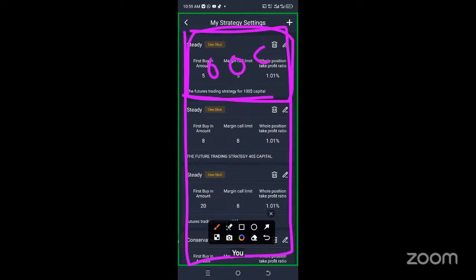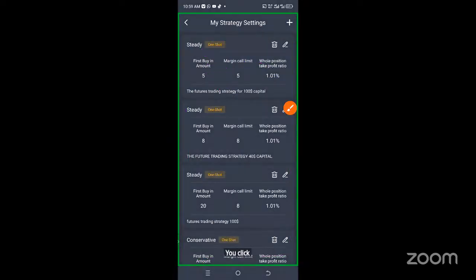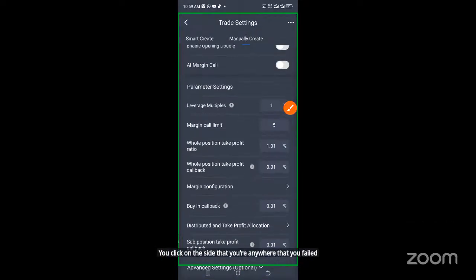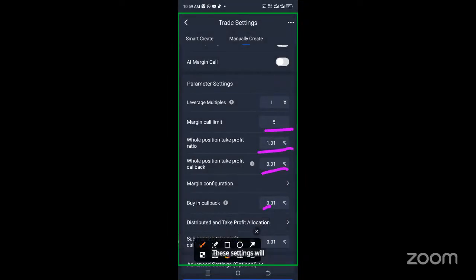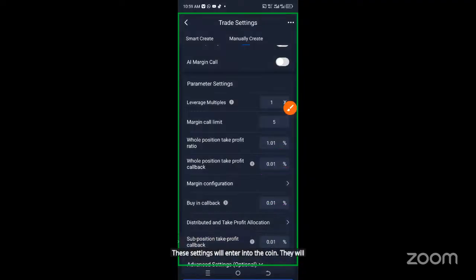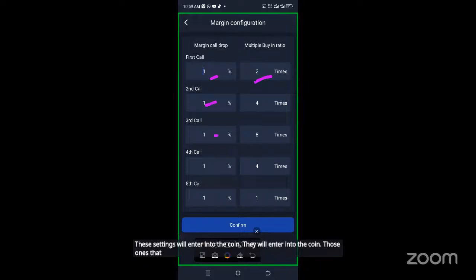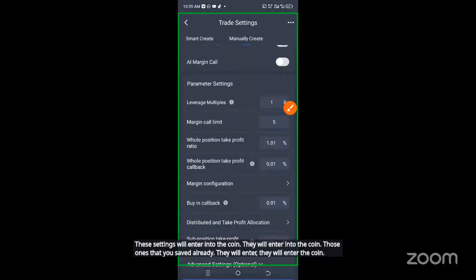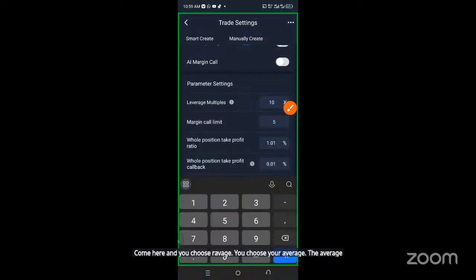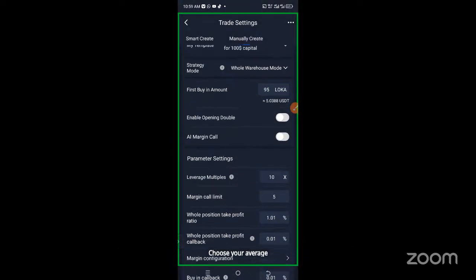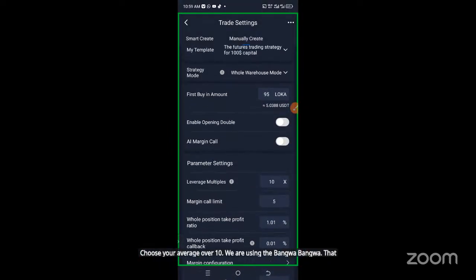Here, you click on the strategy, anywhere you feel. That means those settings, the margin call settings that you saved already, will enter into the coin. Come here and choose the average. Choose the average of 10. We are using the Bangwa strategy, that is 10x. You get it? Change the average to 10.